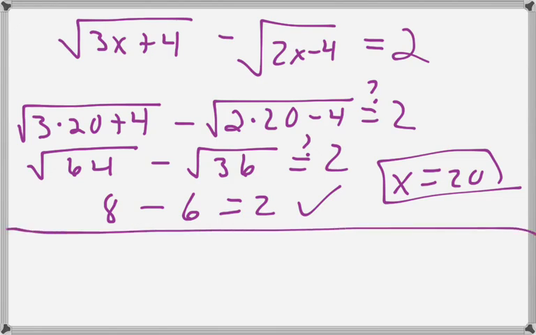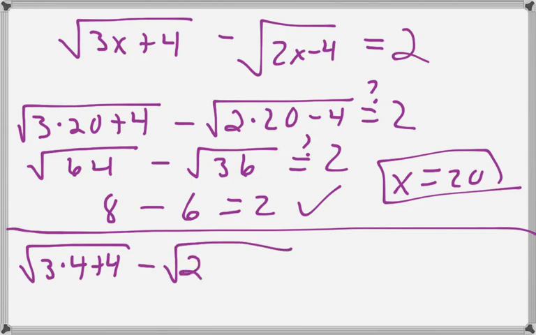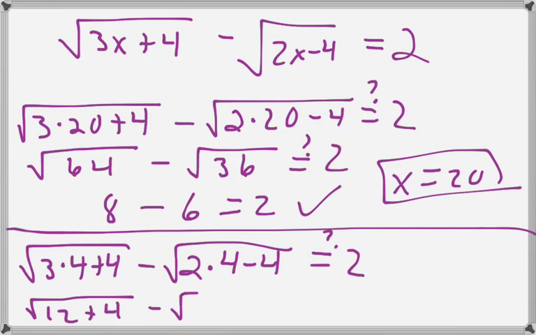Let's check our other quadratic solution, which was 4. It's important to check both solutions. Sometimes these equations will have 2 solutions. Sometimes they both work. Sometimes only one of them works, so it's a good idea to always check your solutions for a radical equation.